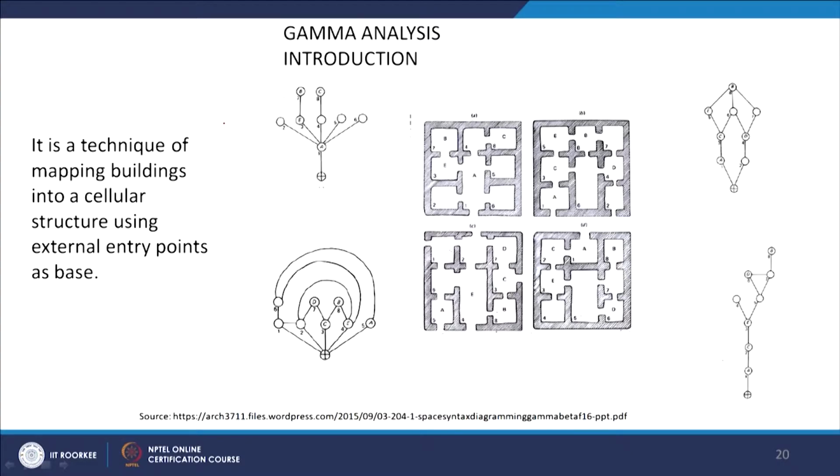So he proposes a kind of gamma analysis, which is a technique of mapping buildings into cellular structure using external entry points. For example, now we have about 4 types of buildings. Now you have the entry, and right, you can see that this is a kind of intermediate space. So it is bringing the connections of that. That is how each model is connected, the way we can map these in cellular forms, and then how we can connect all these things.